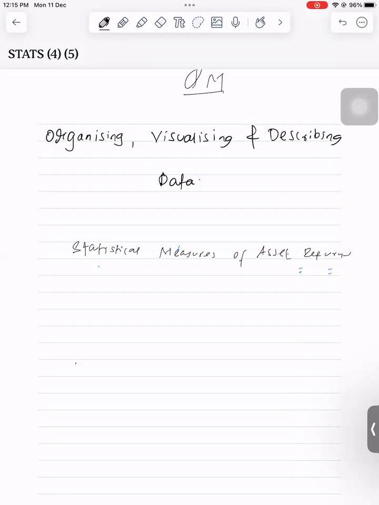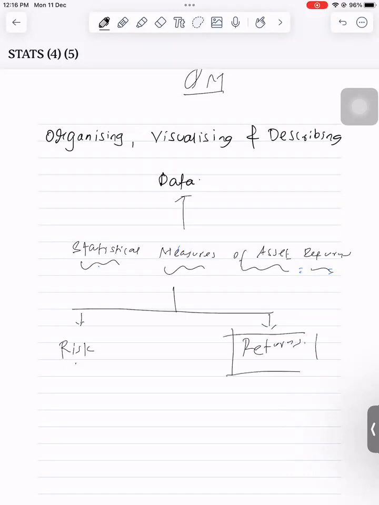Now see, before 2024, the name of the reading was organizing, visualizing and describing data. As per the 2024 curriculum, the name of the reading is now statistical measures of asset returns. So this topic is divided into two parts. In this topic, you will learn concepts related to risk. You will also learn concepts related to returns. So basically, you need to focus on risk and return. Today we will start with the concepts related to returns.